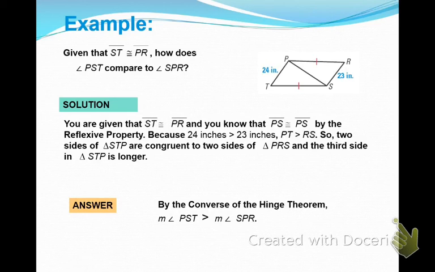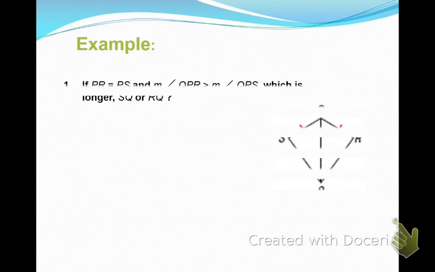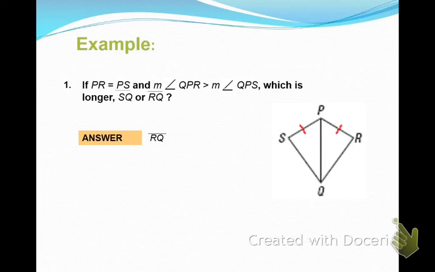All right, questions? Another example. PR is equal to PS. The measure of QPR is greater than QPS. So let's show that by giving QPR 2 marks, and we'll give QPS 1 mark.